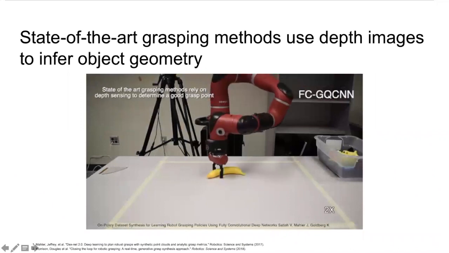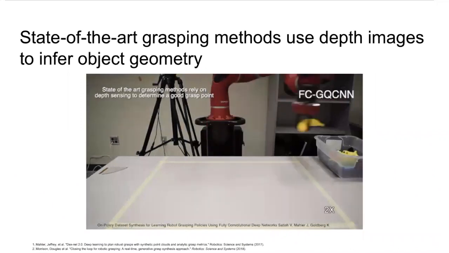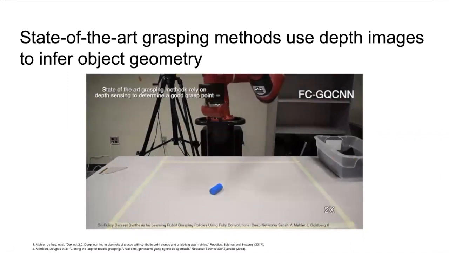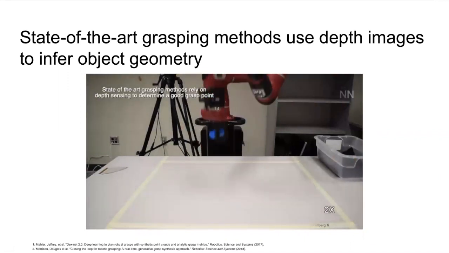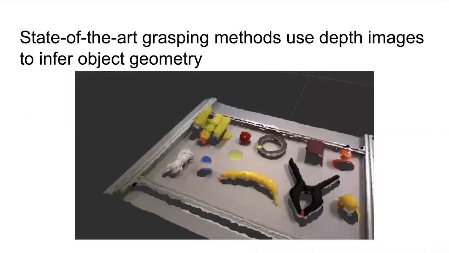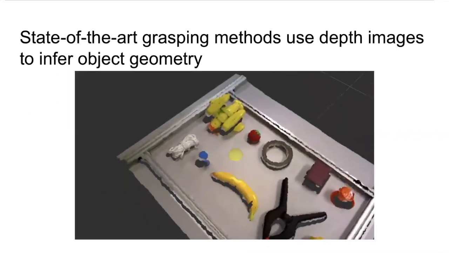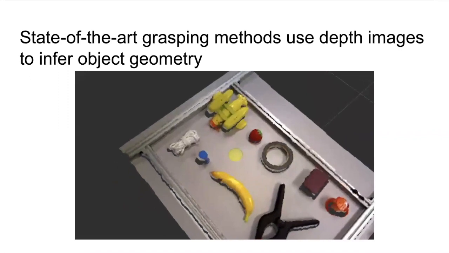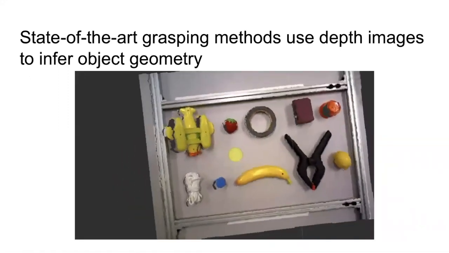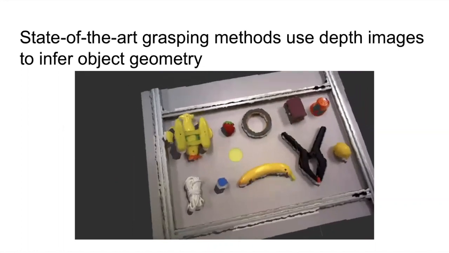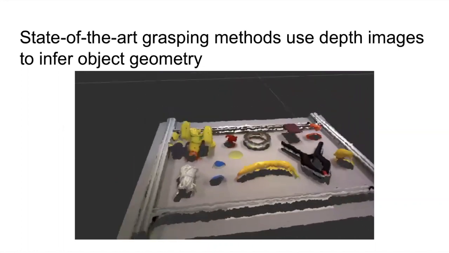There are many methods today that perform depth-based grasping and achieve strong performance. In this video, you can see a depth-based grasping method grasping normal, opaque objects. These methods work by using depth sensors to estimate the object shape, and then reasoning about the shape to determine a good grasp. In this video, you can see opaque object geometry estimated with a depth sensor.